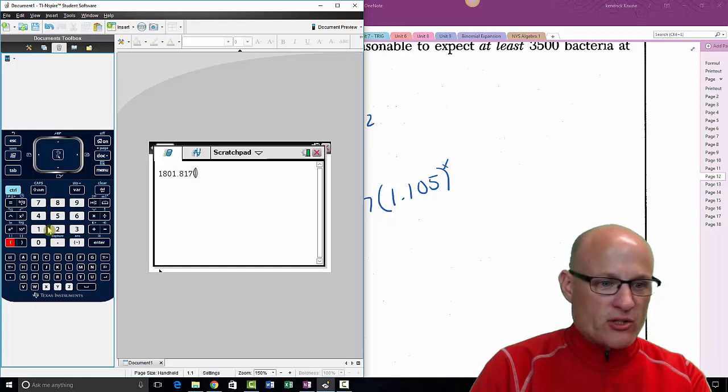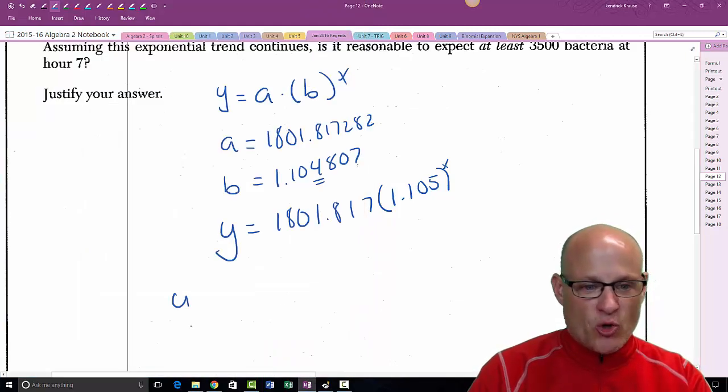1801.817 times 1.105 raised to the 7th. Now it's not good enough to just do it. You need to show that you're going to do it.